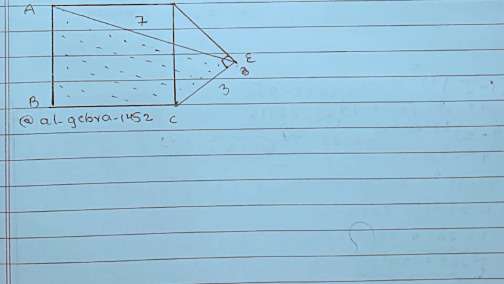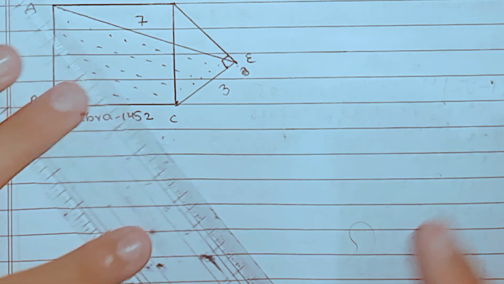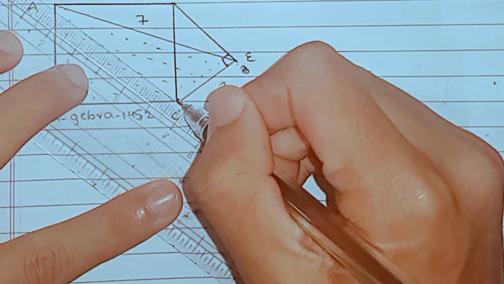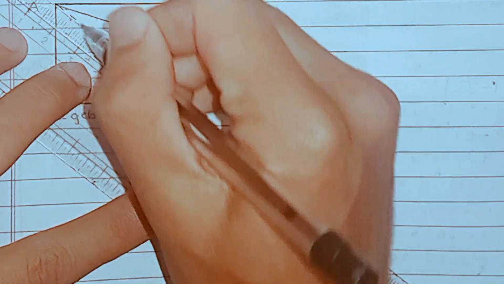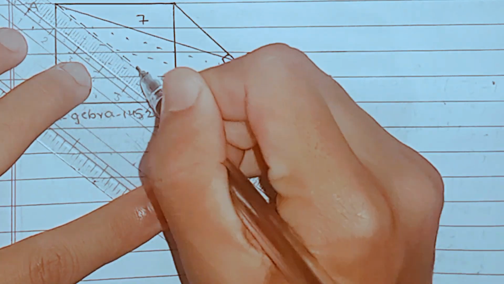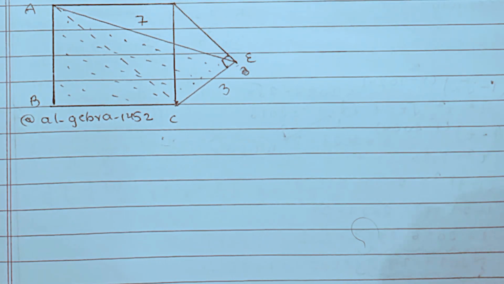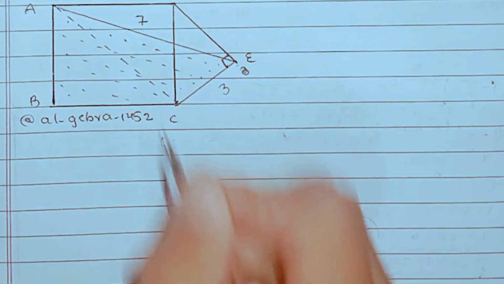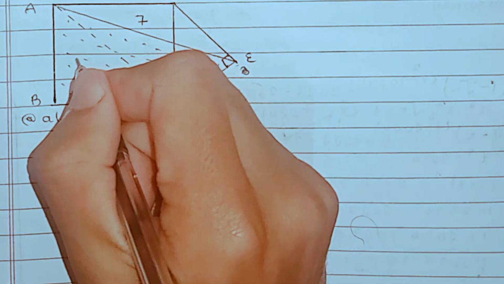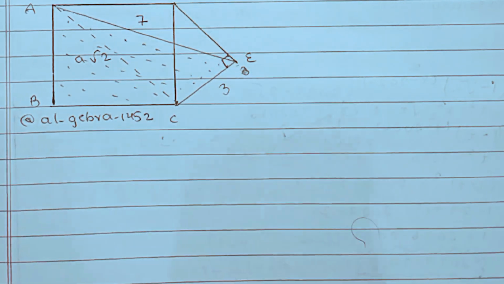Now first of all we will begin with a small construction, that is joining the line AC, which is the diagonal of the square ABCD. If we assume that the side length of this square is a, then the length of this diagonal will be a root 2 by using the formula.